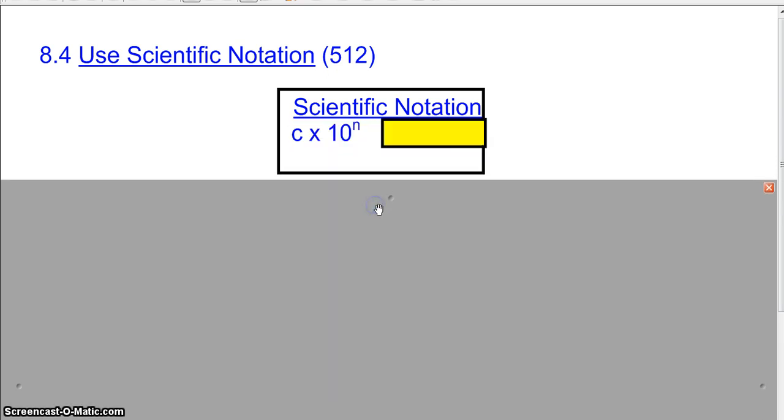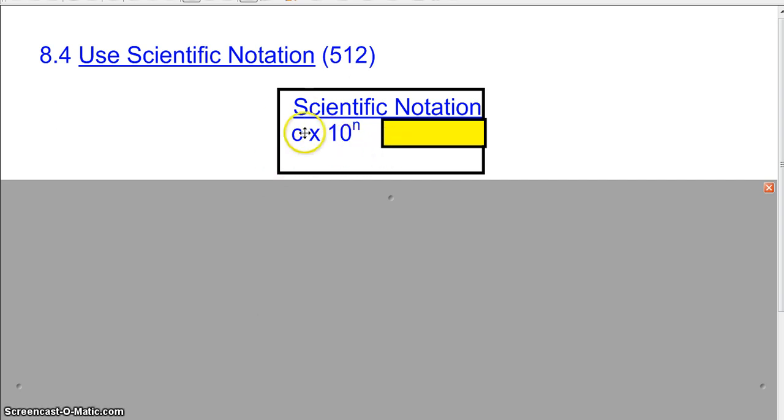So here is the model for scientific notation. C times 10 to the n. It almost always has an x where you see multiplication, which is something we haven't been using, right? That's because it's typically used in science when people are gathering data. They know that every number they're getting, there's no variable there, it's multiplication, okay?